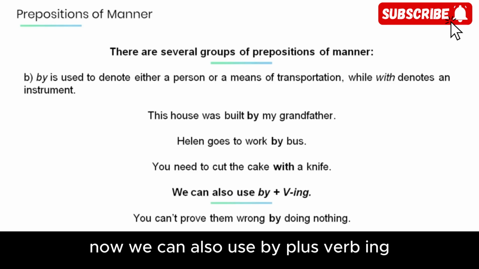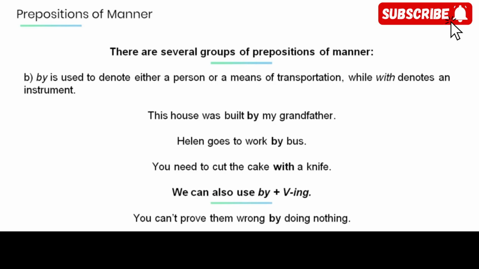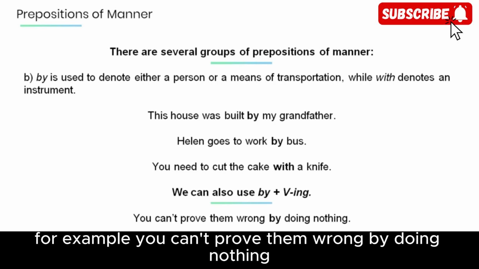Now, we can also use by plus verb ing. For example, you can't prove them wrong by doing nothing.